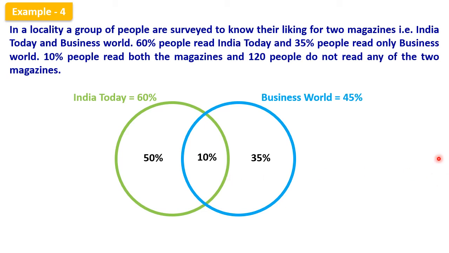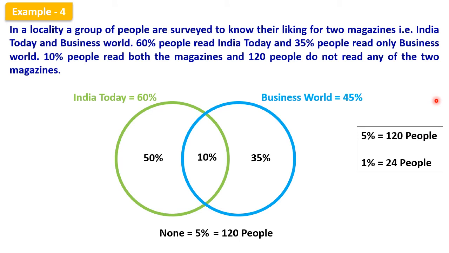What does it mean? It means 5% of the people do not read any of the two magazines, and they will be outside the Venn diagram. And the count of this 5% is nothing but 120 people, what is mentioned in the question. So if 5% represent 120, 1% of the people represent 120 divided by 5, that is 24 people. Now this is the conversion.